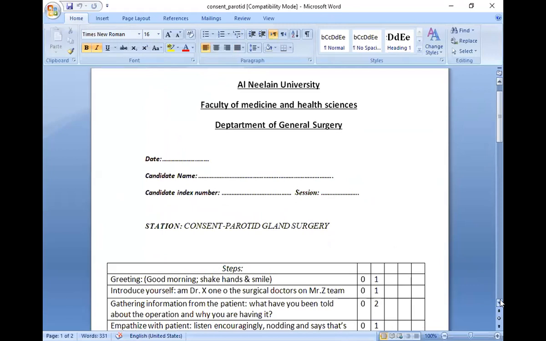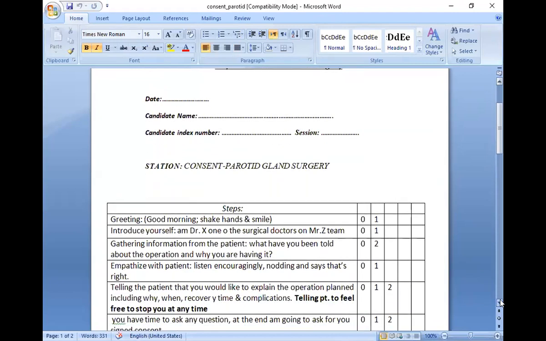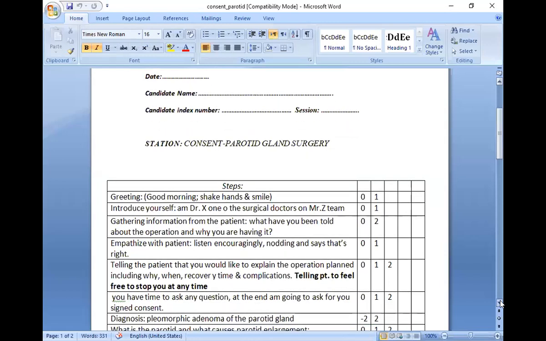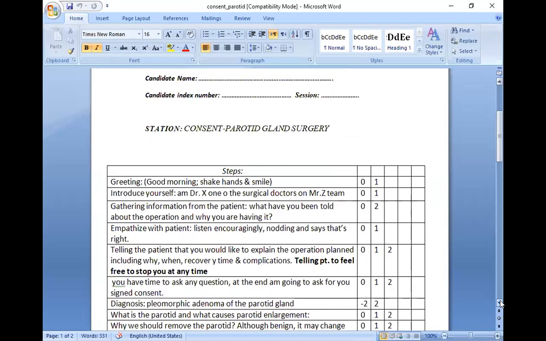This is also from the Faculty of Medicine and Health Sciences, meaning it is very old because that was its name back then. Department of General Surgery. Consent for parotid gland surgery. The station is a patient who is going to have parotid gland surgery. As you know, what is the complication of parotid gland surgery? What are the most important? Injury to the facial nerve. Yes, palsy. Yes, facial nerve injury. And bleeding and other complications of surgery, as you know.